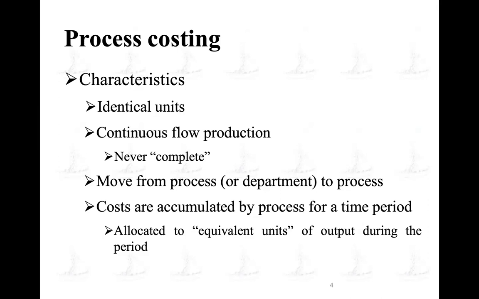Then again, department 2 will process it, work on the product, and then send it to department 3, which is process 3. So they are sending their finished output, but that is work in progress. It is not the completed version. Only the last process will send the finished goods. Then they move from process to process, department to department, right?